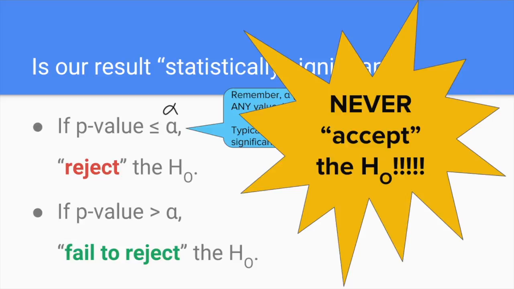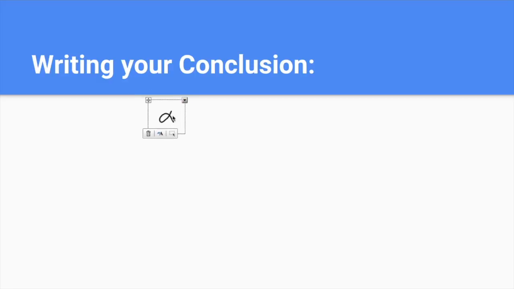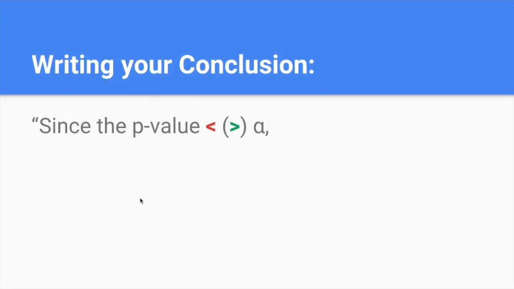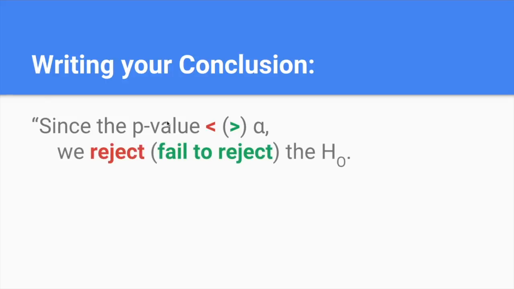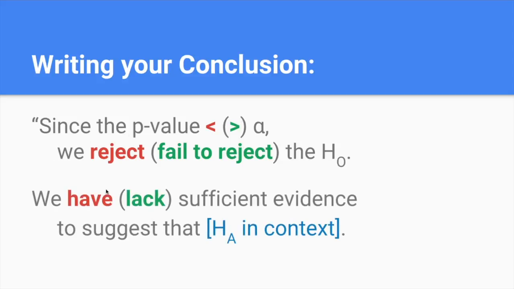because we can't say for sure that it is true. So when we write our actual conclusion, whether our p-value is less than or greater than alpha, we're going to reject or fail to reject the null hypothesis. But then we have to go on from that and talk about what that means for our problem and answer the question that is asked. So we say that we have or lack sufficient evidence to suggest that our alternate hypothesis is true.